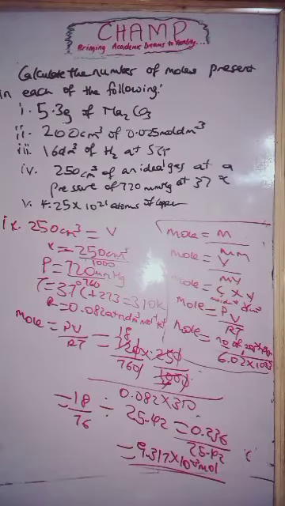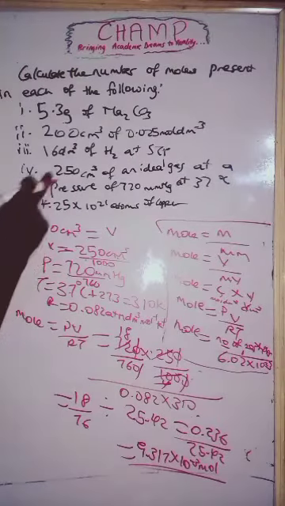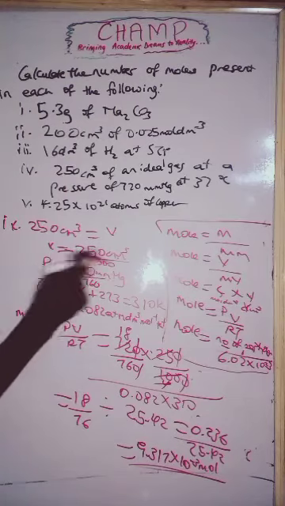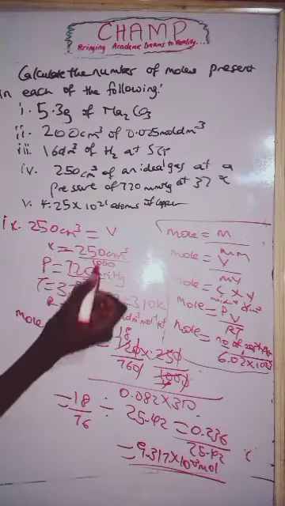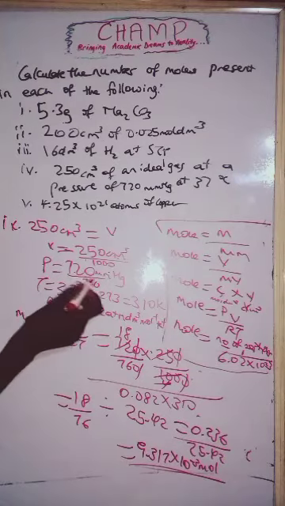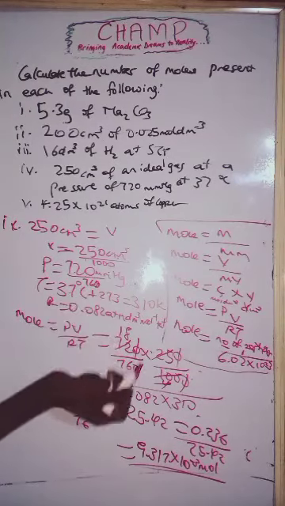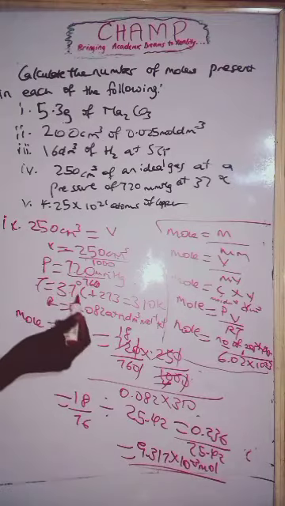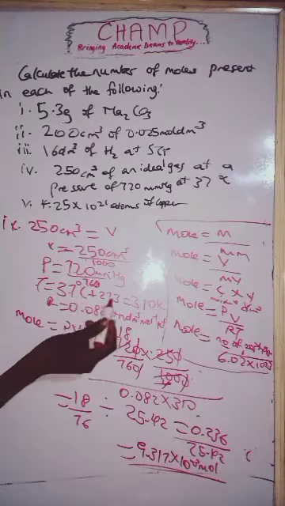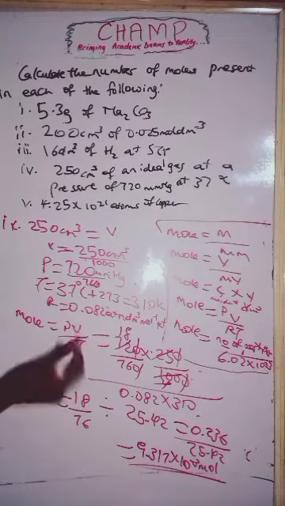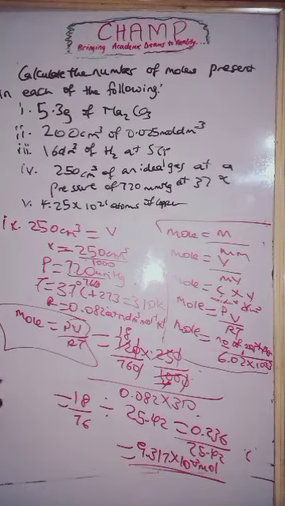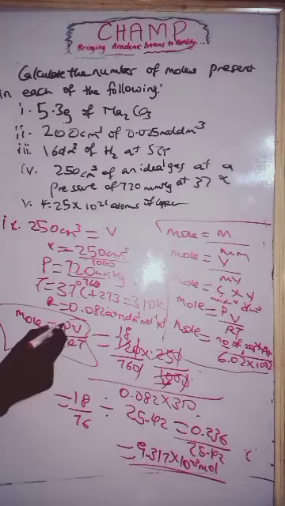Yeah. So let me try to explain again. I was given my volume 250 centimeter cube. I divided by 1000 because my volume should be in dm cube. I was given my pressure 720 millimeter mercury. I divided by 760 because my pressure should be in atm. I was given my temperature 37 degrees Celsius. I added 273 because my temperature must be in Kelvin. Then this is my R. So I slot it into this formula. Mole is equal to PV over RT.